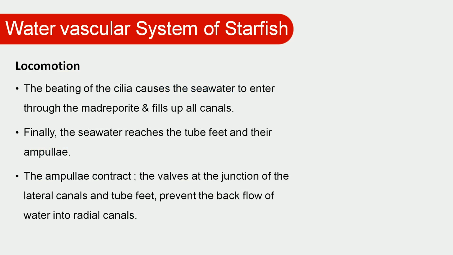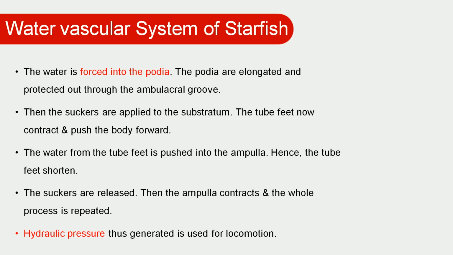The beating of cilia causes seawater to enter the madreporite, fill the canals, and finally the seawater reaches the tube feet. They are full of ampullae, and the ampulla contracts at the junction of the lateral canal and the tube feet, which prevents the backflow of water, and the radial canal serves an important function in the locomotive mechanism. The water is forced into the podia, and the podia elongate and project out through the ambulatory groove. Then the suckers serve the function of anchoring to the substratum, and the tube feet contract and push the body forward, as well as sometimes back.